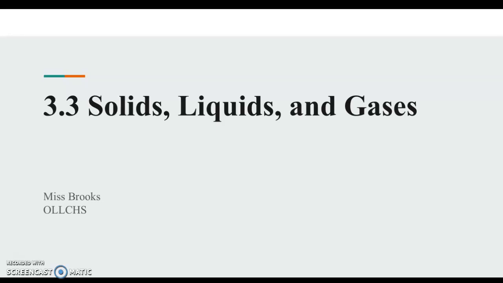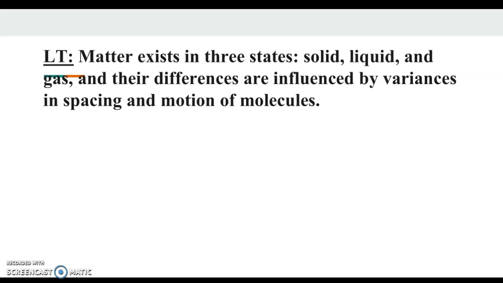Today we're going to talk about solids, liquids, and gases, particularly focusing on solids and liquids, and we'll be spending the next couple days talking about just gases. So a reminder that matter exists in three states: solid, liquid, and gas. Their differences are influenced by variances in their spacing and the motion of their particles. The reason for the variances in spacing is intermolecular forces. The stronger the forces, the more likely it is that your substance is a solid or liquid. With fewer intermolecular forces, you have a gas, where particles have very little attraction to each other.